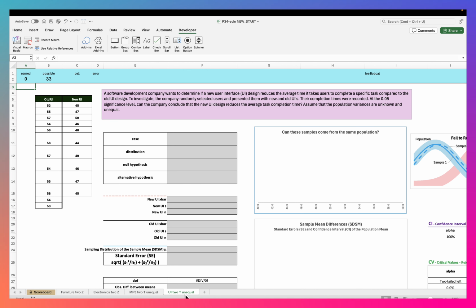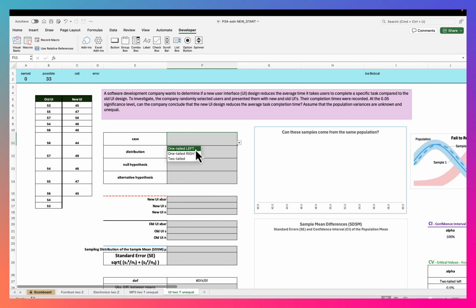Okay, so let's get back to this problem. A software development company wants to determine if a new user interface design reduces the average time it takes users to complete a specific task compared to the old UI design. To investigate, the company randomly selected users and presented them with new and old UIs. Their completion times were recorded. At the 0.05 significance level, the company concluded that the new UI design reduces, yay, we finally get a one tail left, reduces the average task completion time. Assume that the population variances are unknown and unequal.